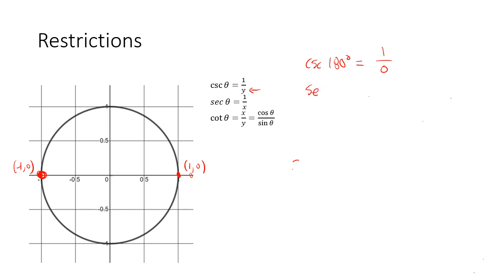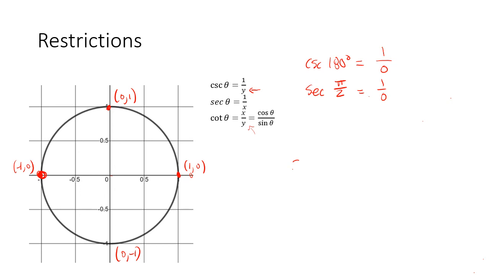Same thing with secant. If we did 90 degrees, or let's just say pi over 2, and I'll mix it up with some radians. Secant of pi over 2 would be up here, and that coordinate is 0, 1, and secant is 1 over x, so it would be 1 over 0 again. So we have a problem there, and we will also have a problem down there at 270 degrees, or 3 pi over 2. And cotangent, obviously, whenever y is 0, will have these same issues that cosecant has. Wherever cosecant has a problem because y equals 0, cotangent will have that same problem.